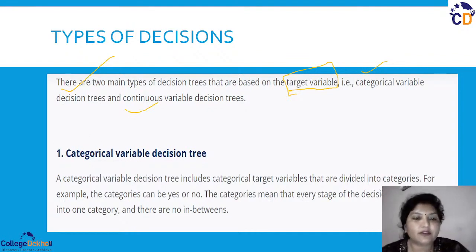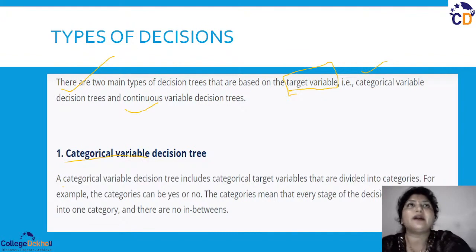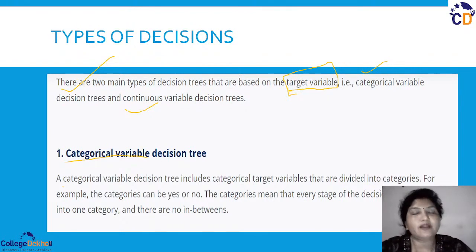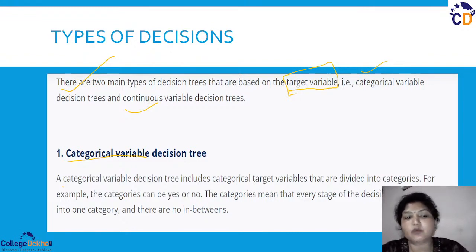What is a categorical variable decision tree? A categorical variable decision tree includes categorical target variables that are divided into categories. For example, the categories can be yes or no. Your categories can be gender, male or female. Your categories could be pass or fail, your result. Your categories could be spam or not spam, right? The categories mean that every stage of the decision process falls into one category, and there are no in-betweens.